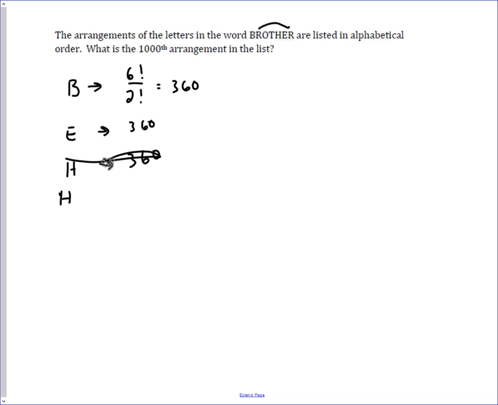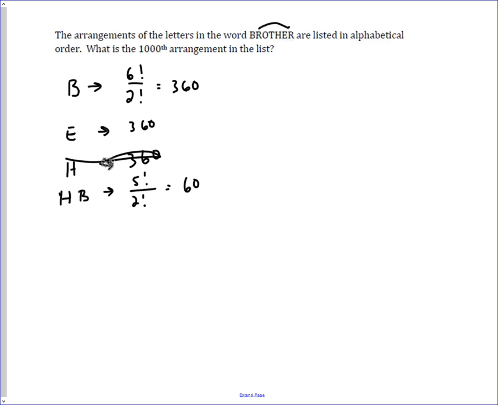Then we've got to look at the second letter. If our second letter was B, which is the first possible letter, so our first possible alphabetical word, that means there's 5 letters left. Again, you're going to divide by 2 factorial for the repeat R, which turns out to be 60. 5 times 4 times 3, the 2's cancel, so it's 60.